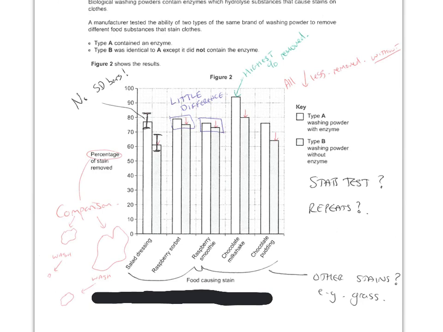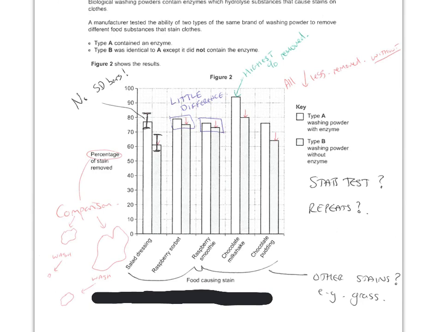So this is about testing two types of washing powder. Type A has got enzyme, type B is without enzyme. So we want a direct comparison between the two. We want to see if the washing powder with enzyme removes more of a stain than without enzyme. So we've got important units over here. We've got percentage of stain removed.